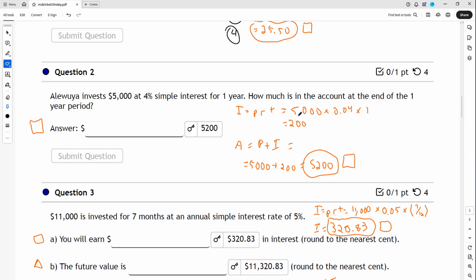So in this case, my principal is 5,000. My rate is 4%. As a decimal is 0.04. T is 1 year, 1. So then I multiply it out, end up with 200. So the amount of interest is 200. So my future value is going to be principal plus the interest. 5,000 plus 200 is $5,200.